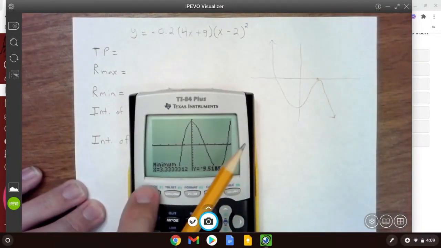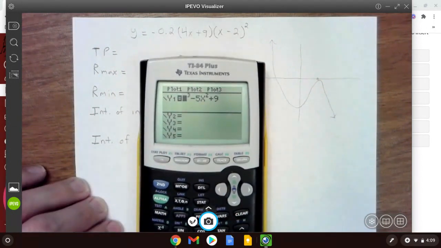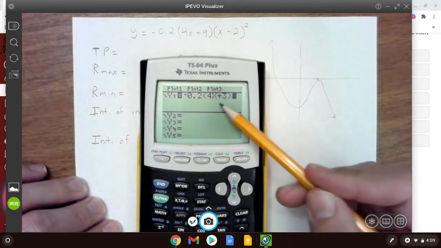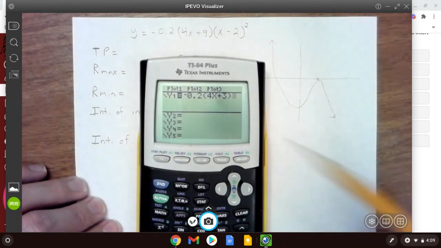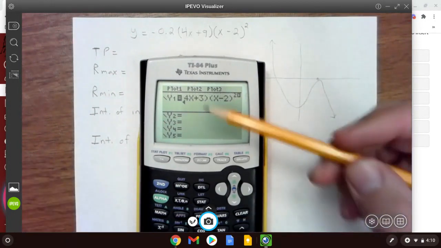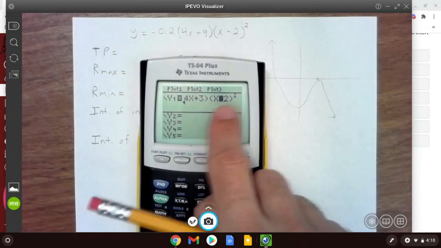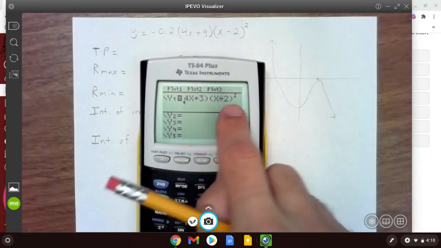So let me go to my y equals menu here. Negative 0.2, let me clear that out. Negative 0.2 times parentheses 4x plus 9. So this is to the first power right here. And then times x minus 2 to the second power. So this is something to the first power, but there's two of them, so this means it's to the second power.